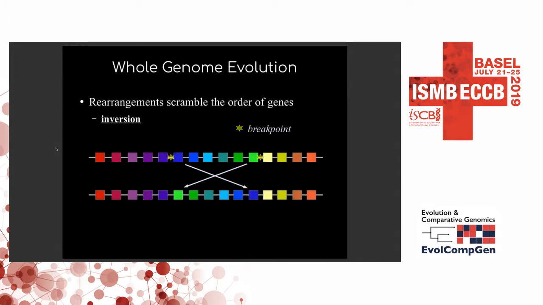So rearrangements. Here's an inversion. We have an order of genes along a chromosome, and we have 2 breakpoints. These 2 breakpoints may get confused, and what we end up with is an inversion of the order of these genes on the chromosome. This is an inversion.